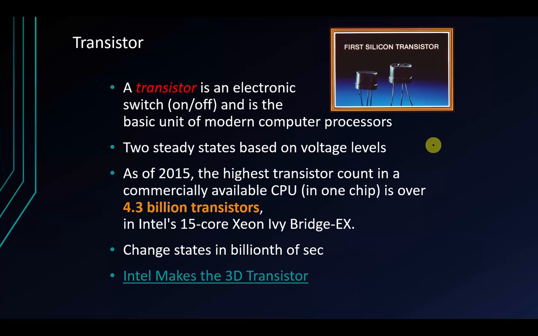Just a refresher again, there's lots of transistors in a modern processor. The Intel 15-core Ivy Bridge has over 4 billion transistors inside one little chip. And those transistors can change their states from on and off in a billionth of a second.